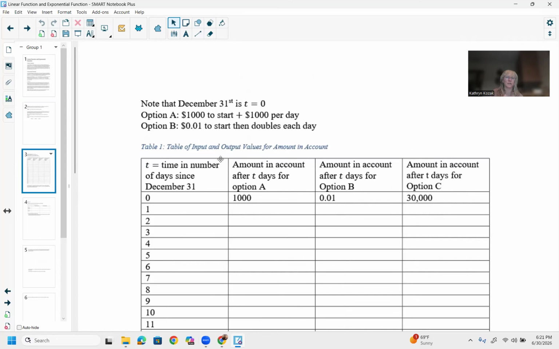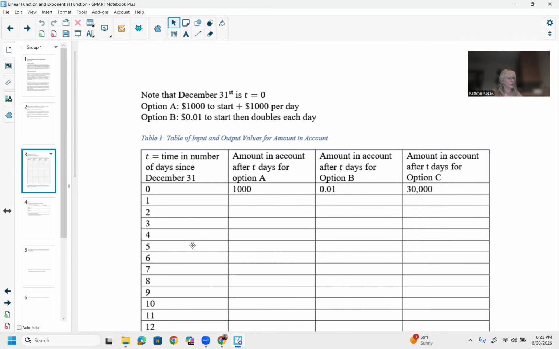So here's your table of input and output values. What we're going to do is fill in this table together and see what we come up with. So again, at time equals 0, T is time in number of days since December 31st. The amount in the account after T days in option A, the amount in the account after T days in option B, and the amount in the account T days after in option C. So option C, you get $30,000, done. You get nothing more there. So that one is not going to change at all.